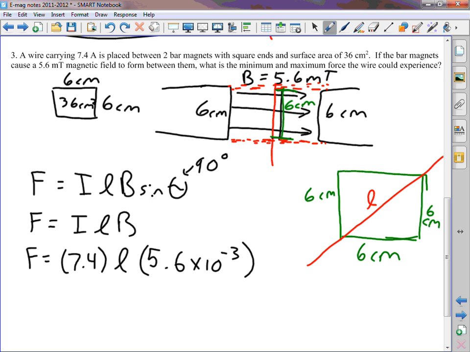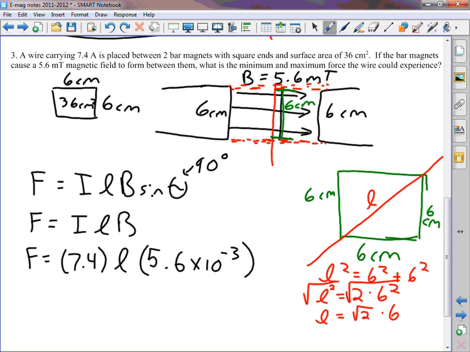Well, if you don't remember any of the tricks with right triangles, we can at least use the Pythagorean Theorem, right? L squared equals 6 squared plus 6 squared, right? The two sides, a plus b. So this comes out to be L squared equals 2 times 6 squared. Then square root both sides, and I get L is equal to square root of 2 times 6.